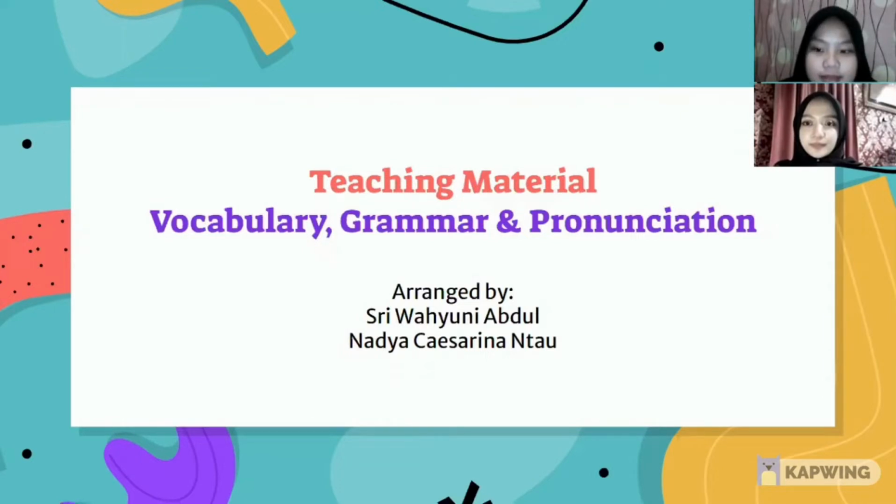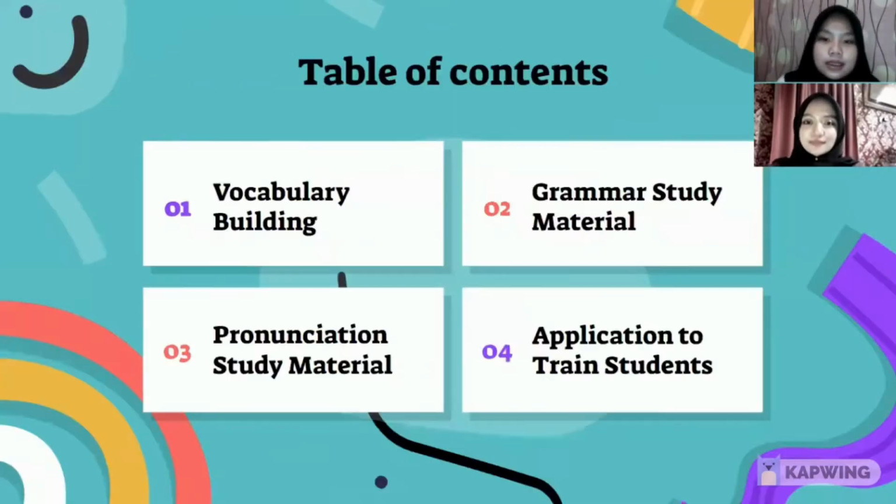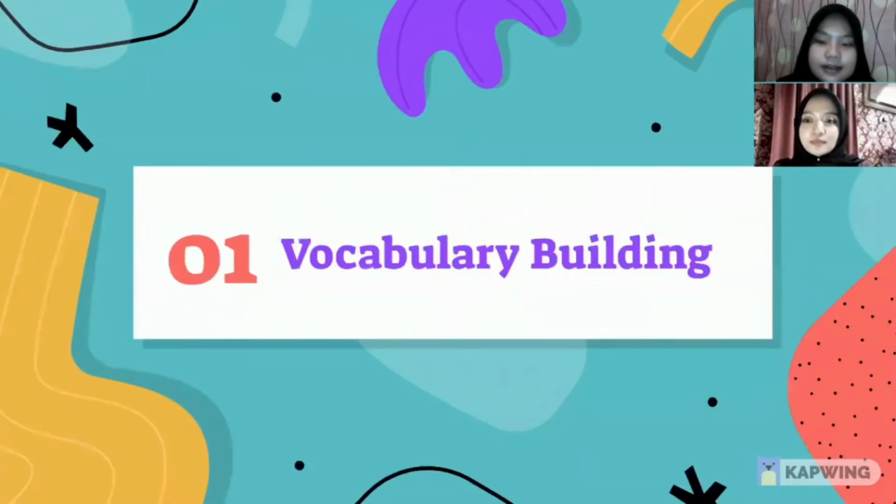We take the title Teaching Material: Vocabulary, Grammar and Pronunciation, arranged by Sri Wahyuni Abdul and Nadia Cesarian Hantau. Next. The table of contents is vocabulary building, grammar study material, pronunciation study material, and application to train students. The first material will be explained by my friend, Sri Wahyuni Abdul.